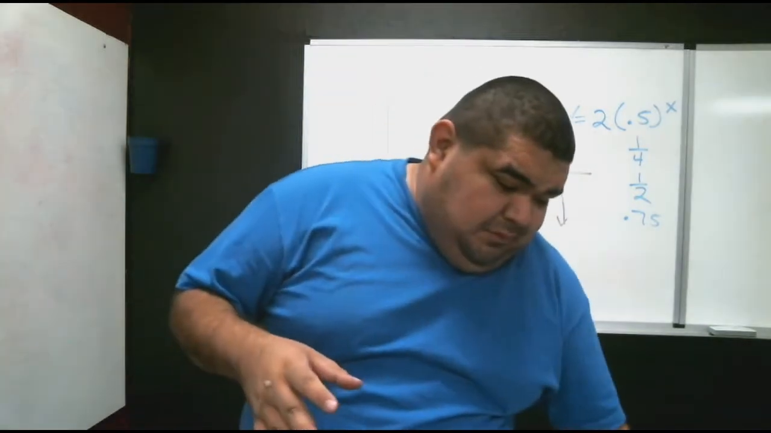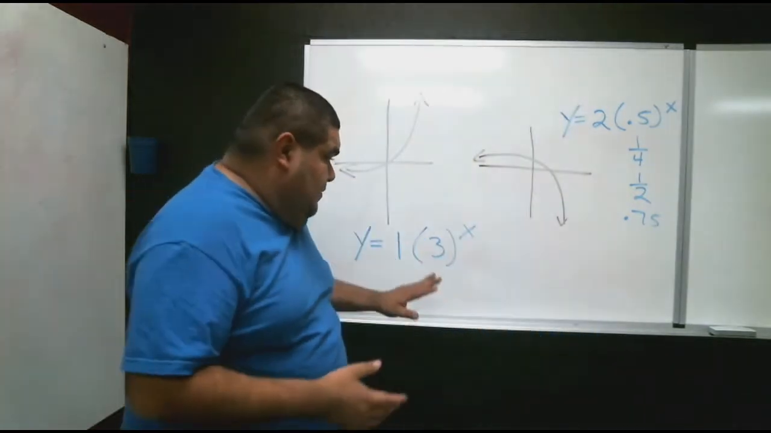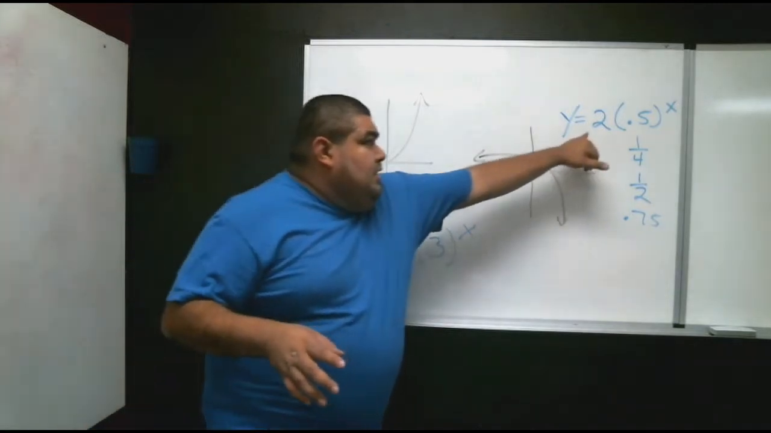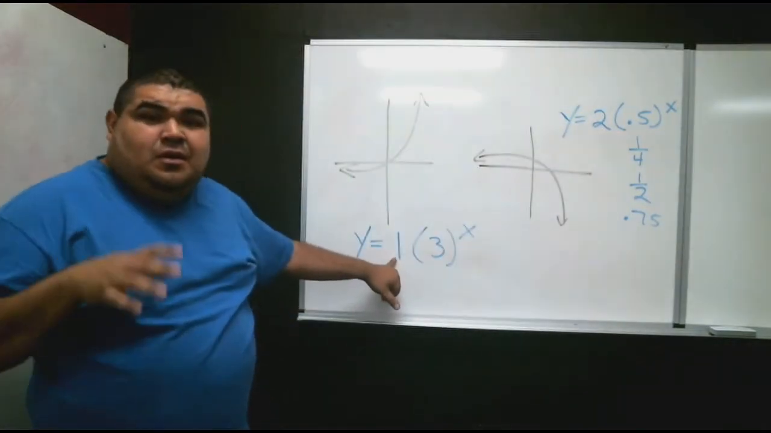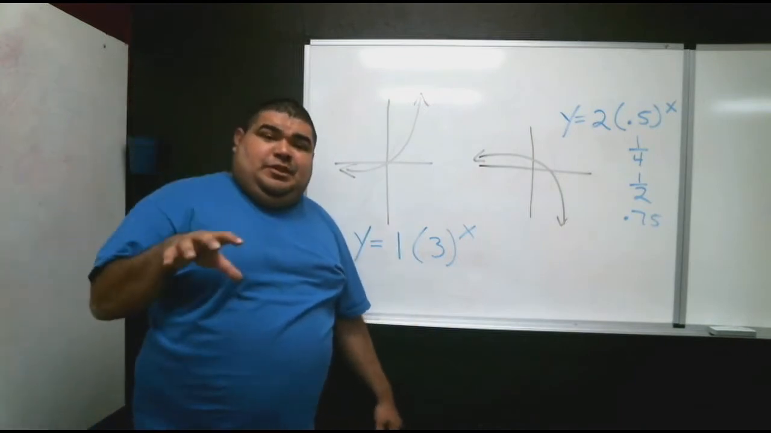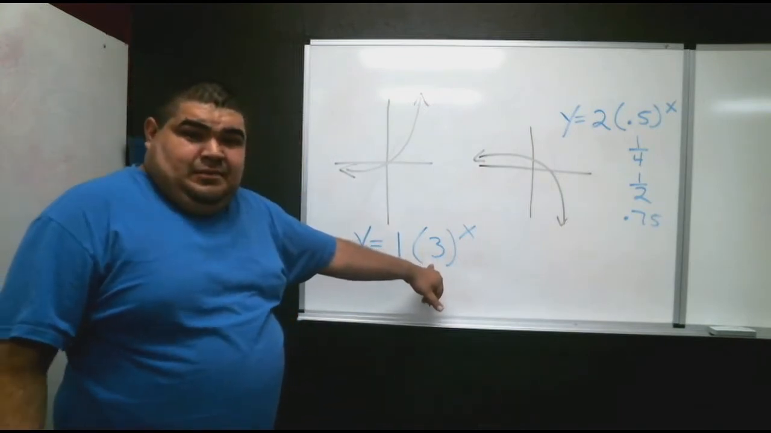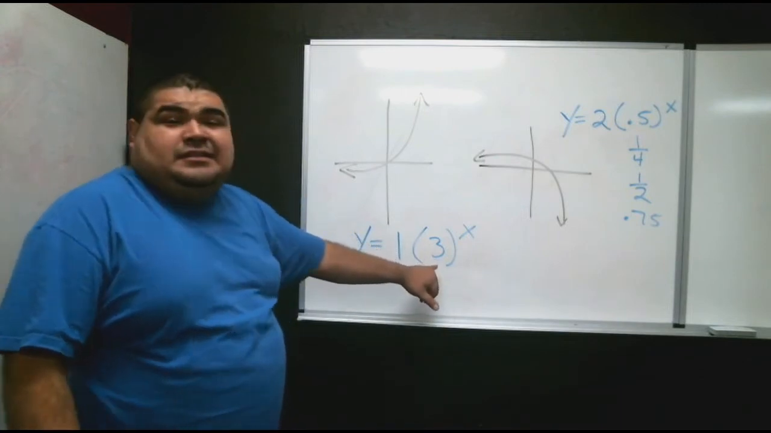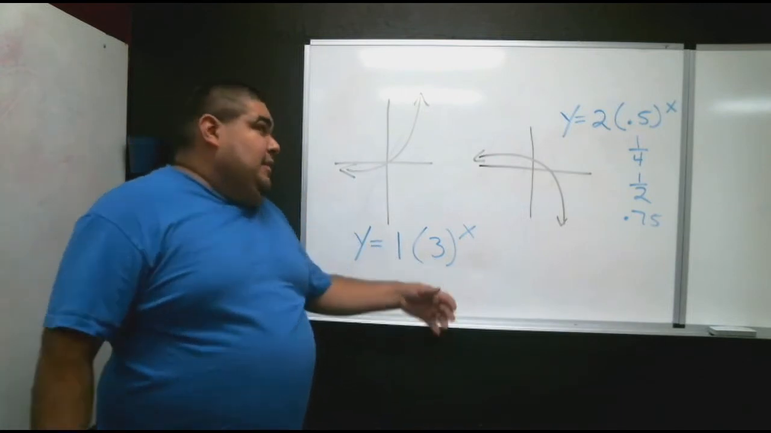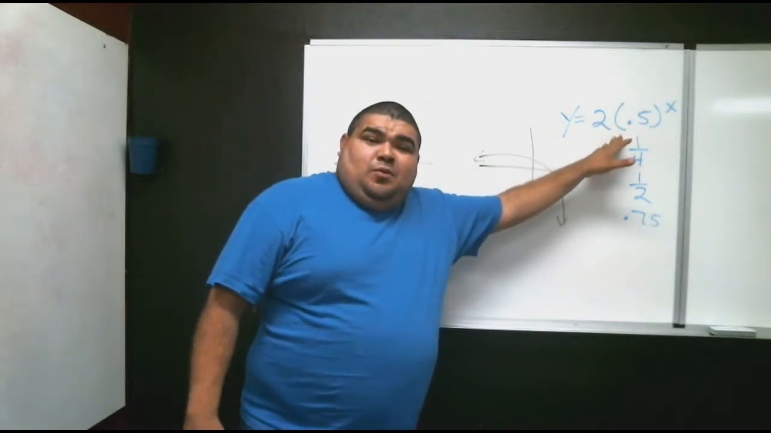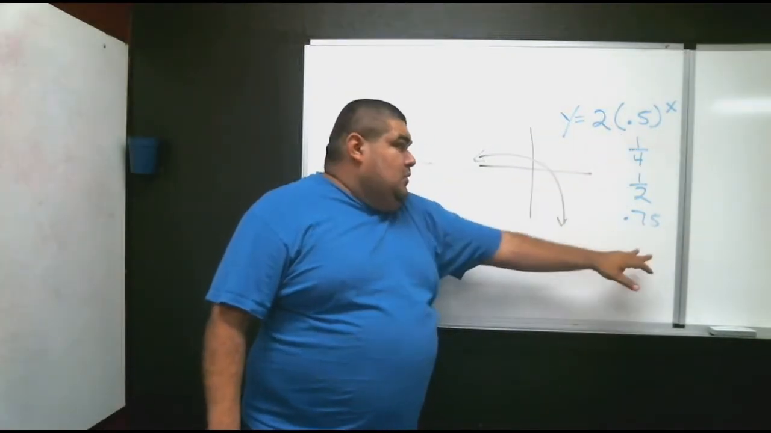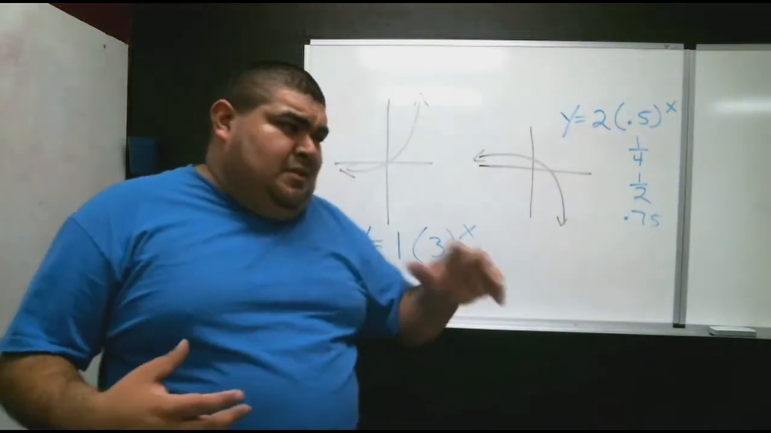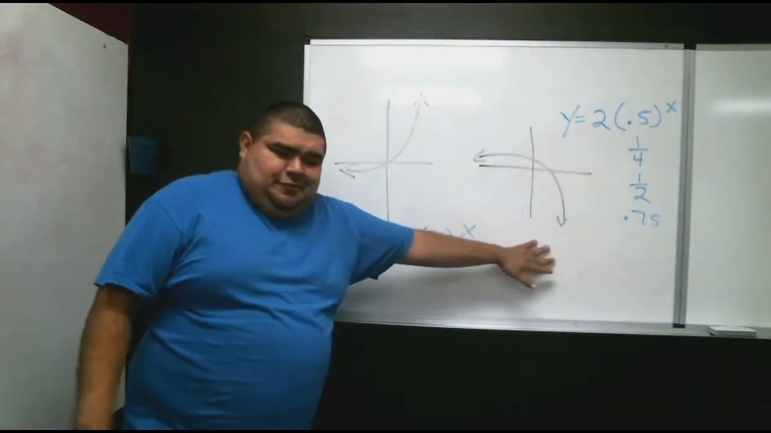So the only difference between exponential growth and decay is that your a is still the same. Your a on both of them has to be bigger than 0. But to know the difference between them, it's your b. If b is bigger than 1, then it's an exponential growth. If b is in between 0 and 1, it's an exponential decay. So there's growth here, decay here.